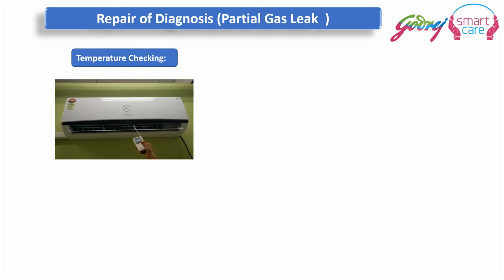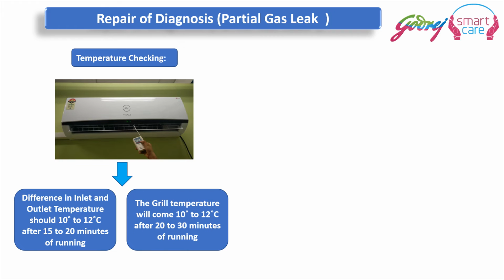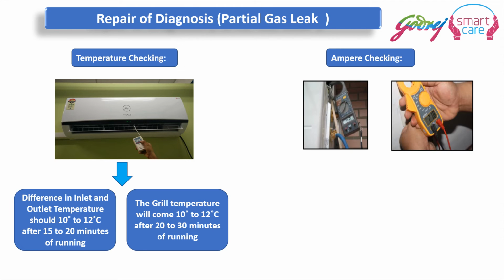Checking the temperature at the grill: keep the digital temperature meter at a distance of at least 2 inches away from the grill and check the outlet temperature from the grill. It should be somewhere around 12 degrees centigrade after 15 to 20 minutes of running of the air conditioner, and it will come to 10 to 12 degrees centigrade after 20 to 30 minutes of running of the air conditioner.